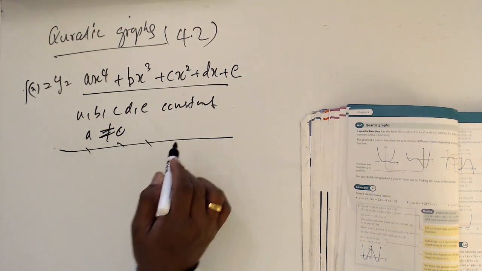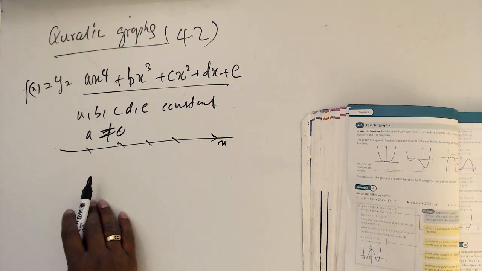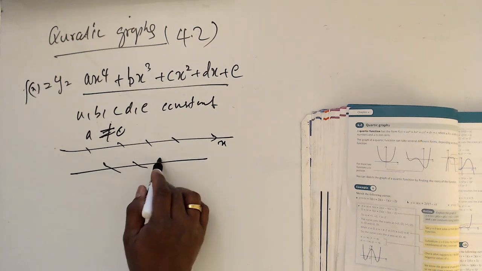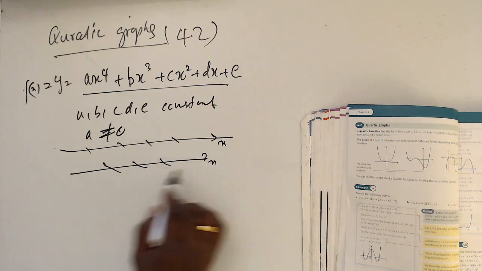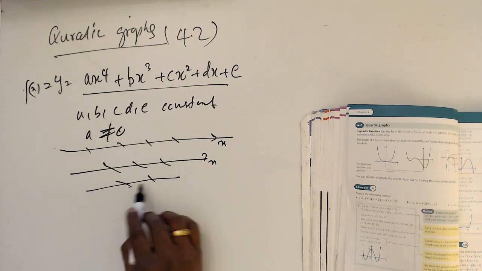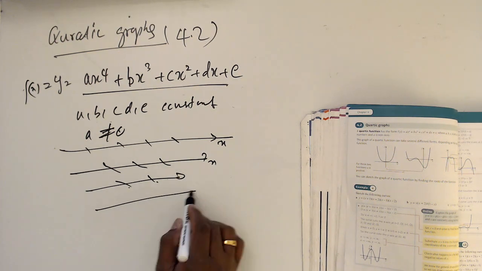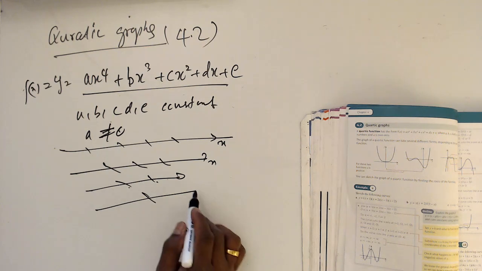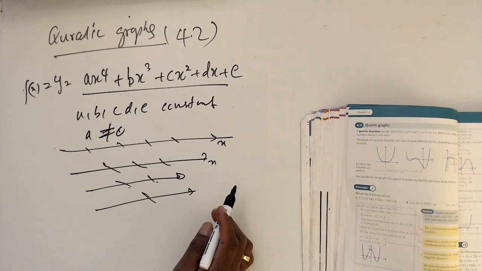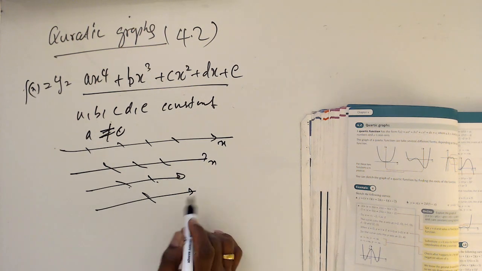It may cut the x-axis in 4 places, or if there is one repeated root, then it's going to be 3, and if there are 2 repeated roots, it's going to be 2 places. And if all the roots are the same, then the x-axis will be cut at one place. The curve goes through the x-axis once.